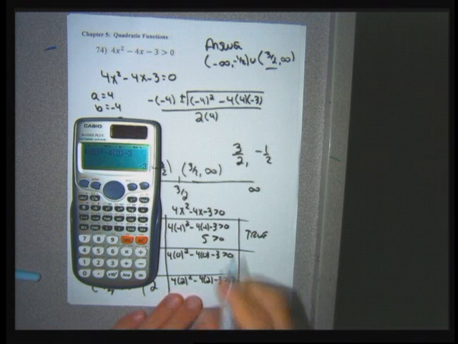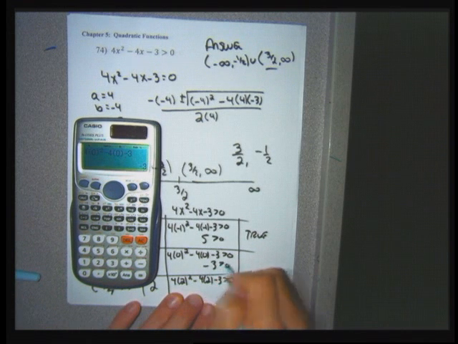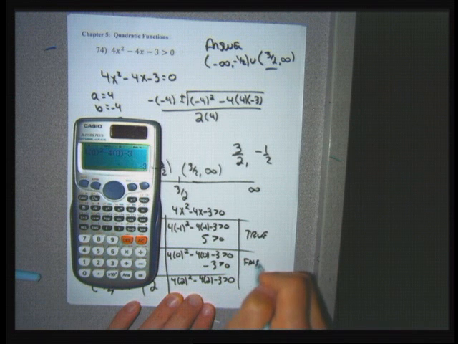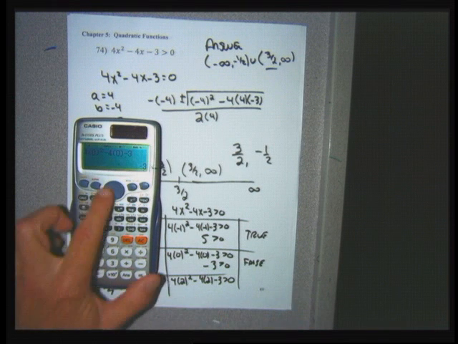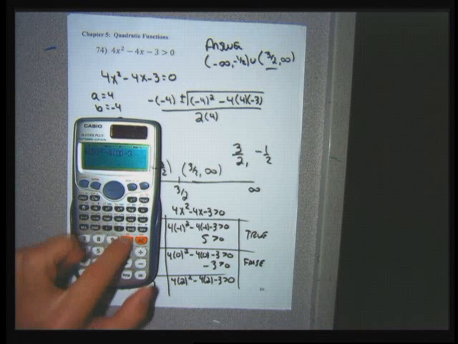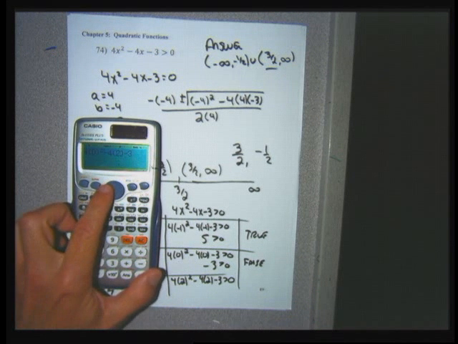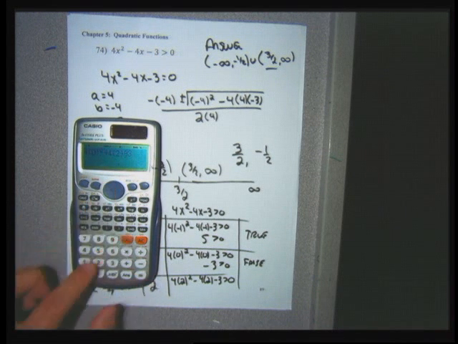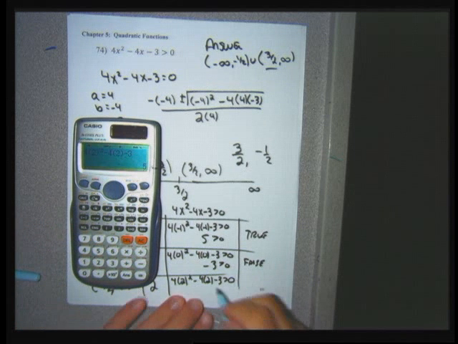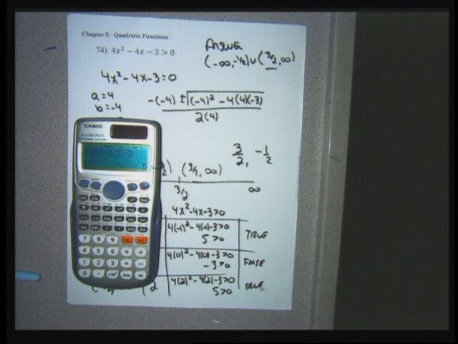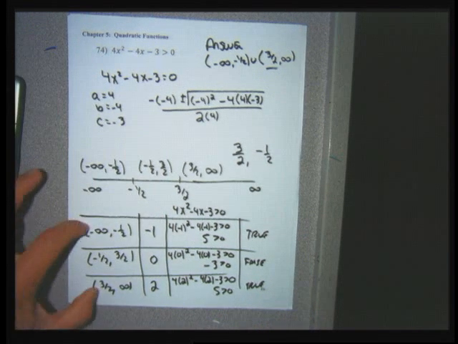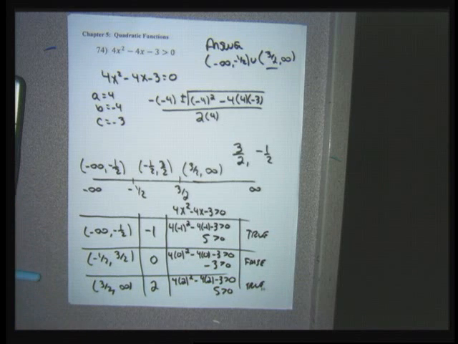And that gives me negative 3 is bigger than 0. And that's false. And the bottom one, I'm going to change the zeros now to a 2. That's going to give me 5 is bigger than 0 again. So that's another true. And my answer that I predicted, the top and the bottom interval, was good.